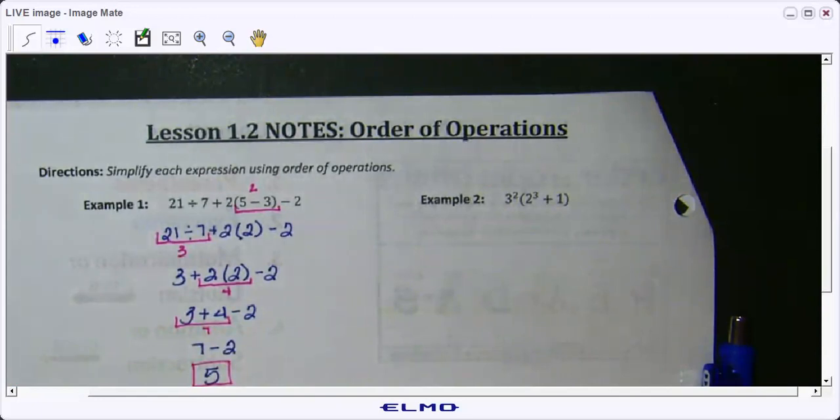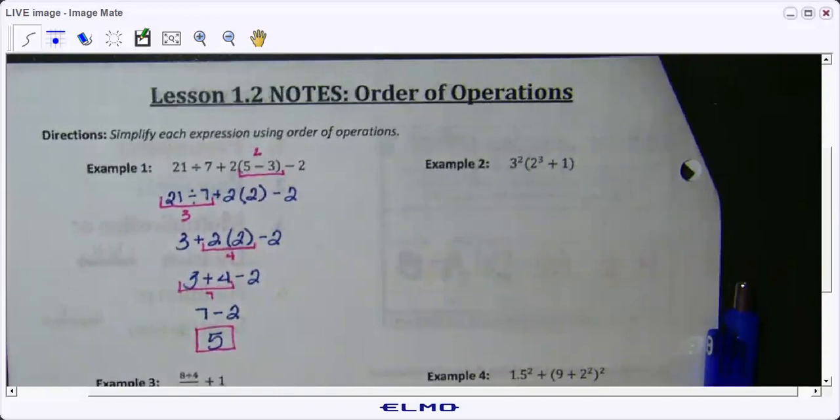Any questions? These are a little bit longer than what you may be used to. Okay. I'm going to move on to example 2.